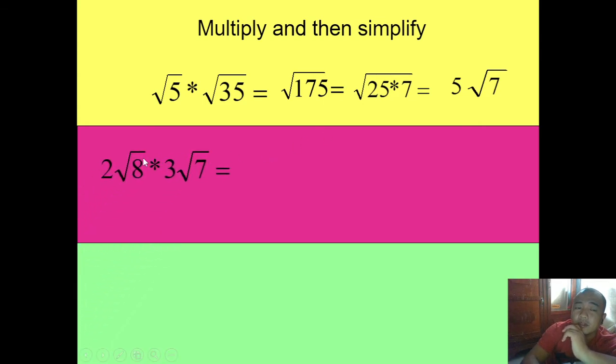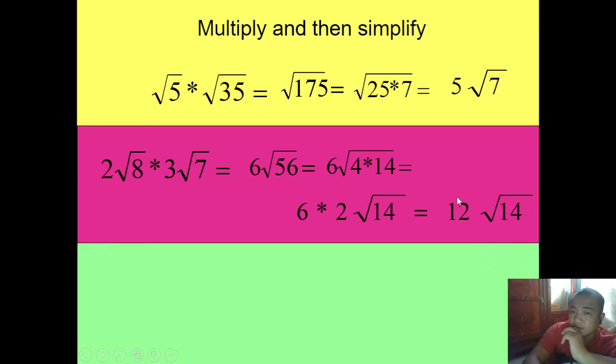Another, how about this? 2 square root of 8 times 3 square root of 7. Okay, first we multiply the coefficients. 6. Tapos square root of 8 times 7, 56. But we can still factor 56. 4 times 14. Square root of 4 is 2 times 6, 12. 12 square root of 14 is the answer. Yan yung answer, final answer.